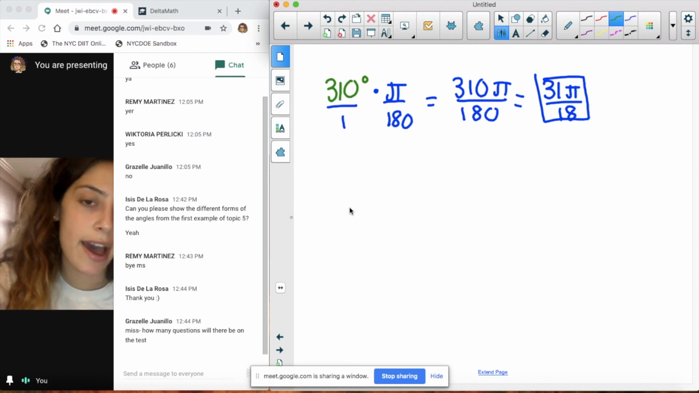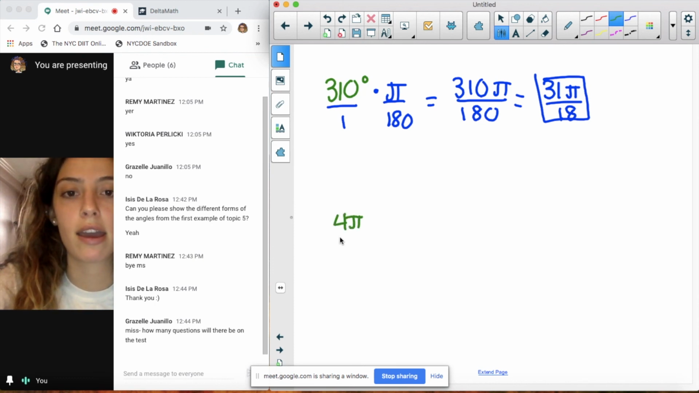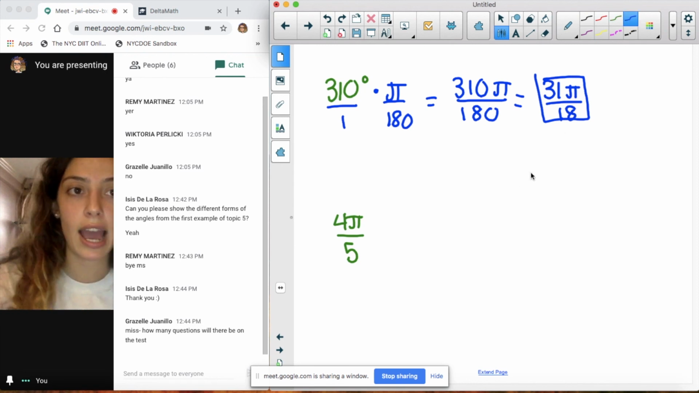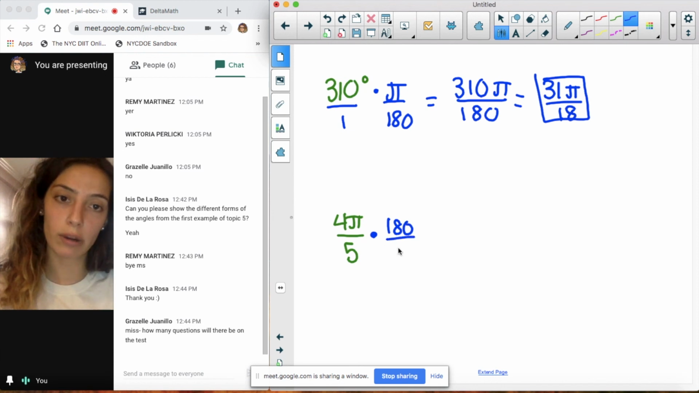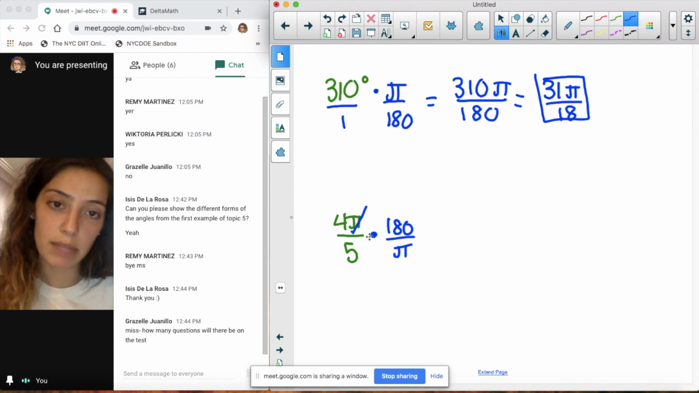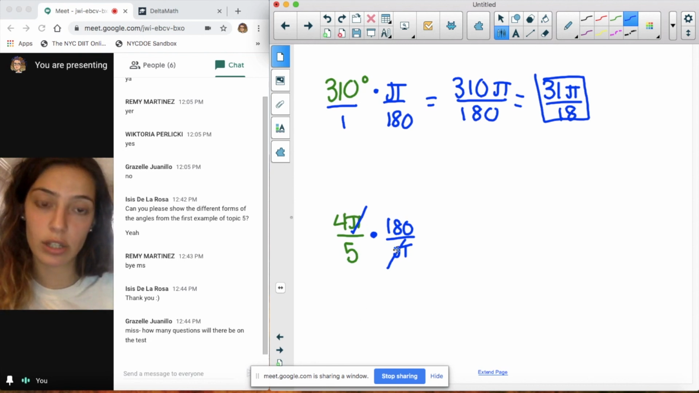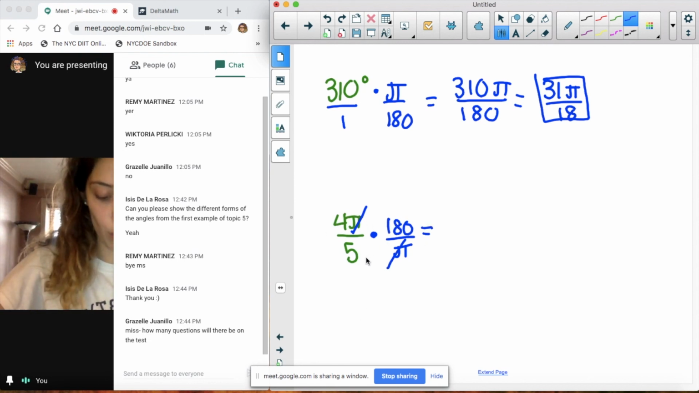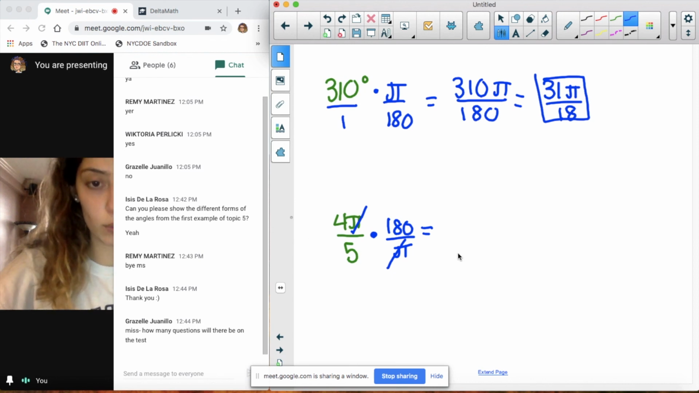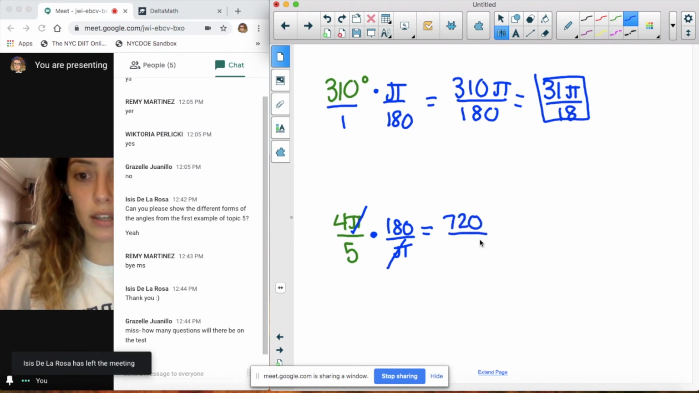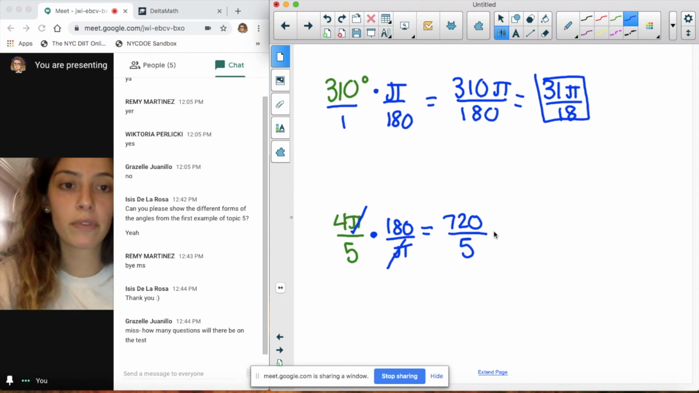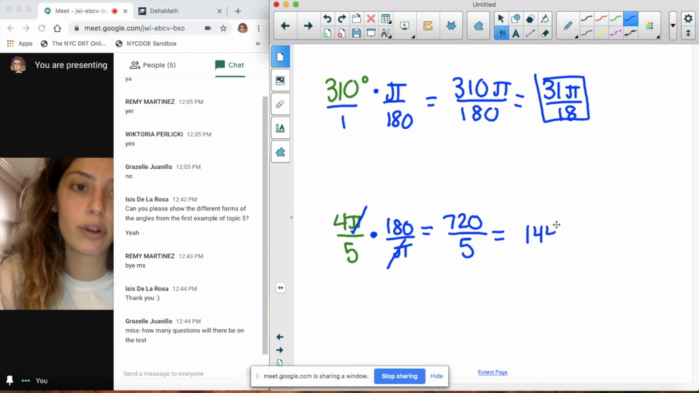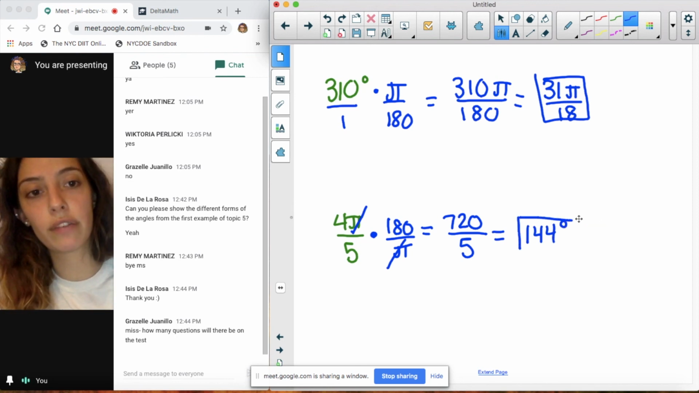Now let's say we had 4 pi over 5 radians, and they asked you to convert it to degrees. You would multiply by 180 over pi. You know you're doing this right because these two pi's cancel out, because one's in the numerator, one's in the denominator, and then you multiply straight across. So 4 times 180 is 720, and 5 times 1 is 5. Then you would do 720 divided by 5, which gives you 144. So this is 144 degrees.